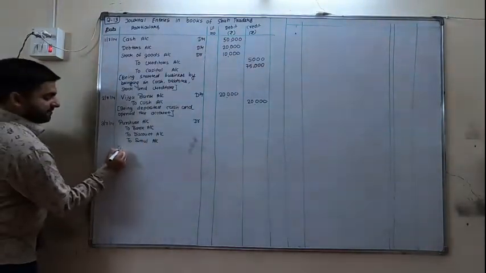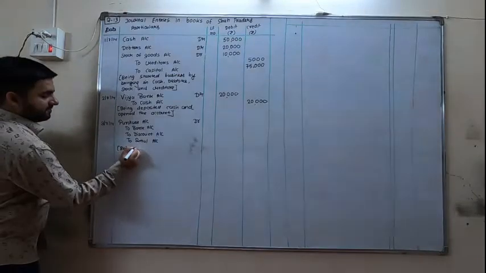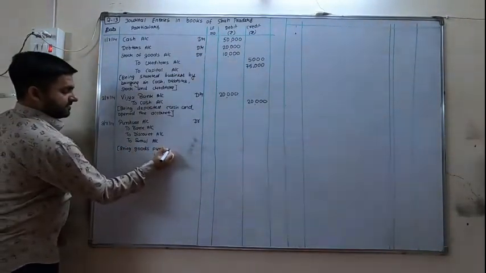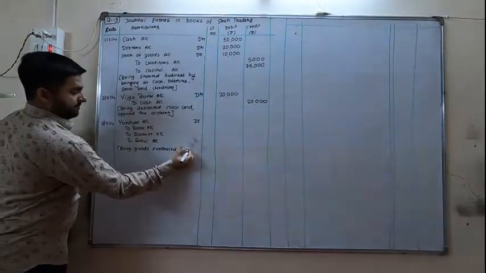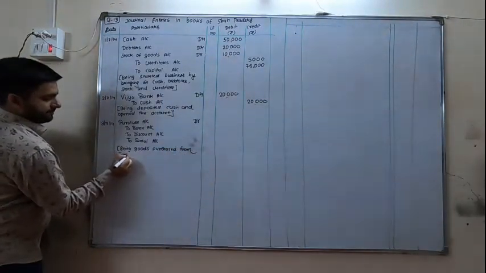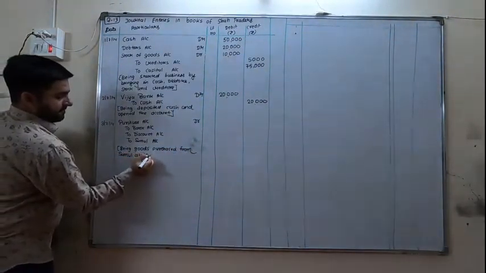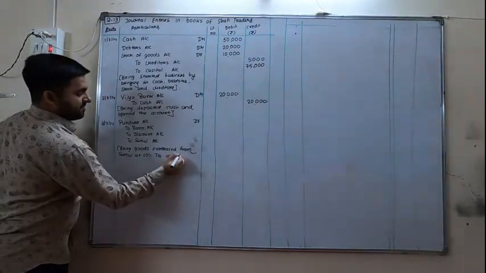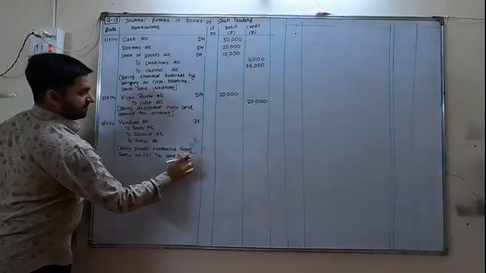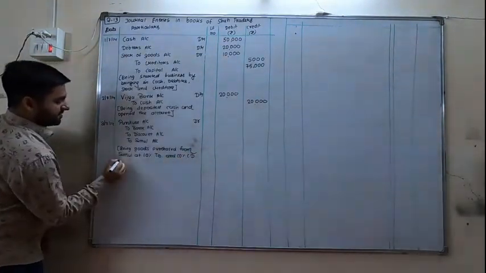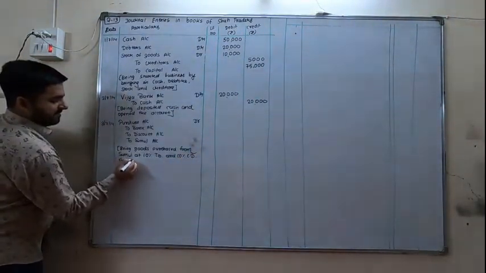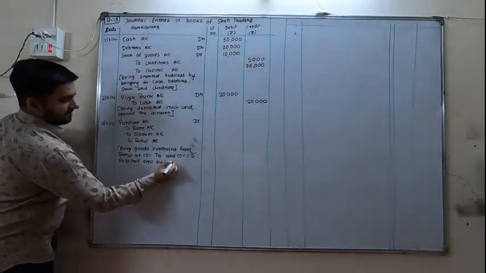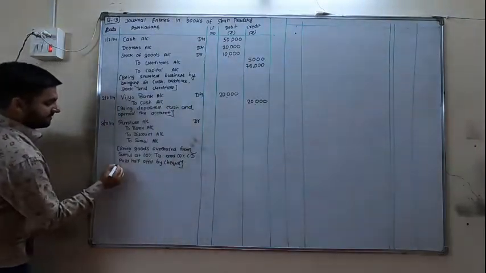Amount we will decide, but first we will write the narration: being goods purchased from Sumul at 10% TD. TD means trade discount, and 10% CD. CD means cash discount, paid half amount by check. Now let's calculate the amount.